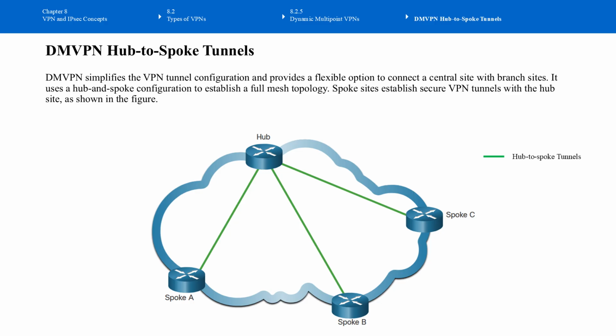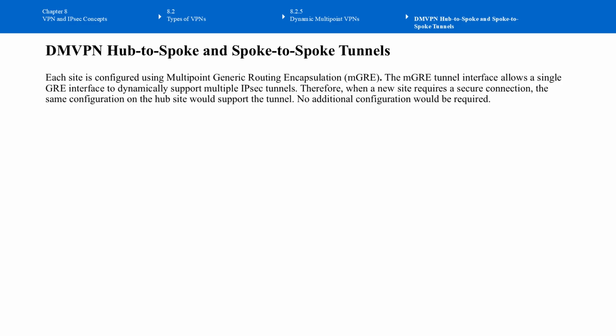Each site is configured using multipoint generic routing encapsulation, the mGRE, where the mGRE tunnel interface allows a single GRE interface to dynamically support multiple IPsec tunnels. Therefore, when a new site requires a secure connection, the same configuration on the hub site would support the tunnel. No additional configuration will be required.